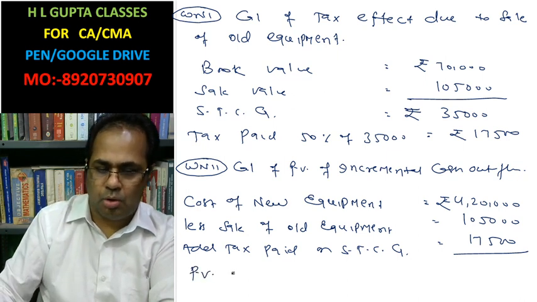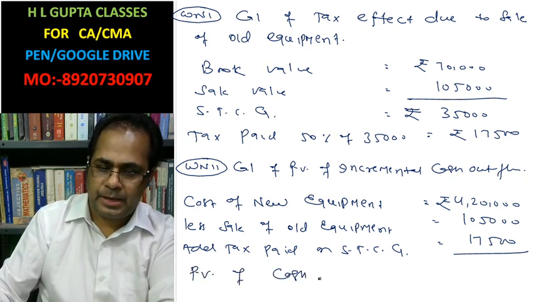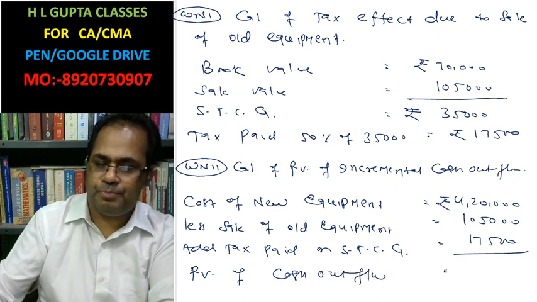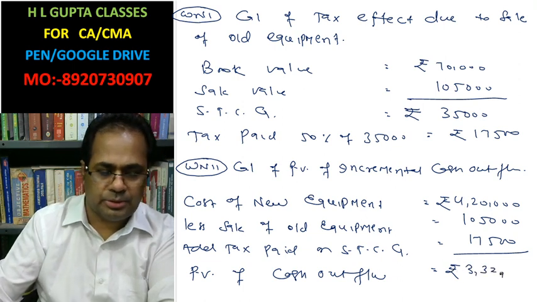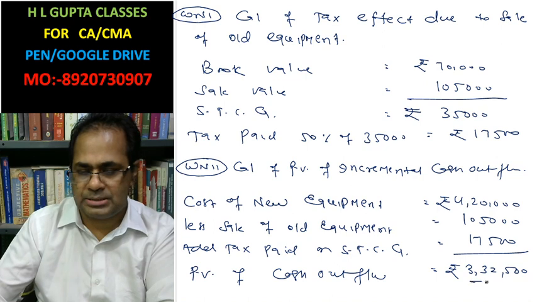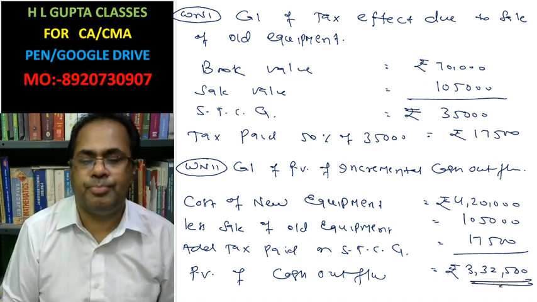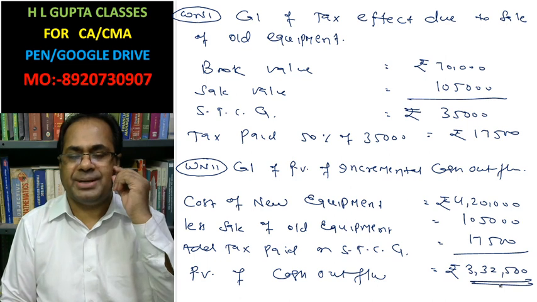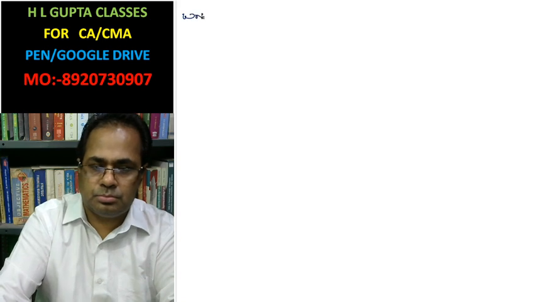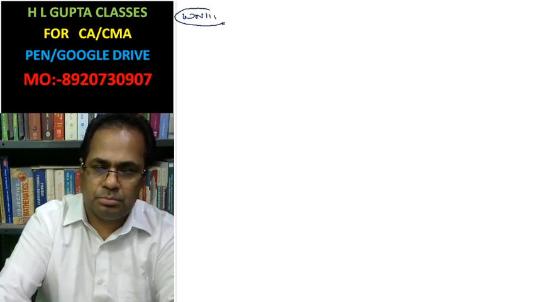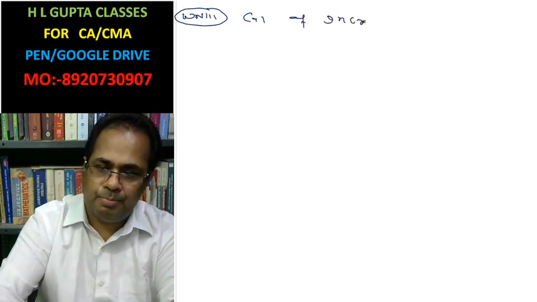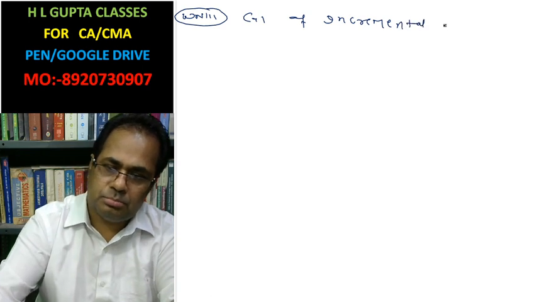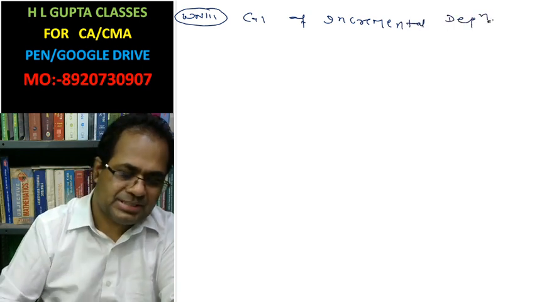Present value of cash outflow is rupees 3,32,500. This is the present value of cash outflow, 3,32,500. Now we need to calculate depreciation. Working note 3: calculation of incremental depreciation.